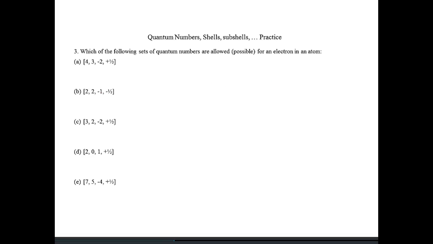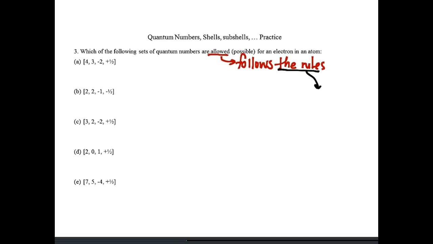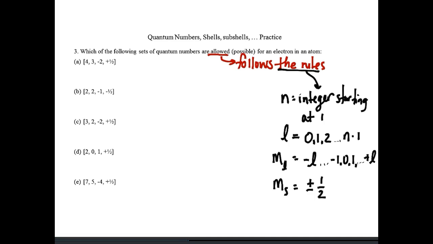Now, if we keep going, number 3: which of the following sets of quantum numbers are allowed? This is probably the most important kind of question you're going to answer, the most common kind. Allowed just means it follows the rules that I gave you. So if we look at each one, remember the rules: N is an integer starting at 1, L depends on N, M sub L depends on L, and M sub S has to be plus or minus 1/2. So based on these rules, we're going to decide which ones follow the rules and which ones do not.